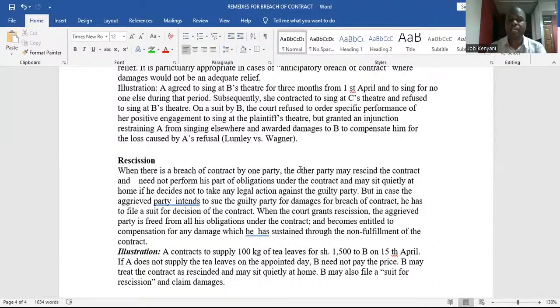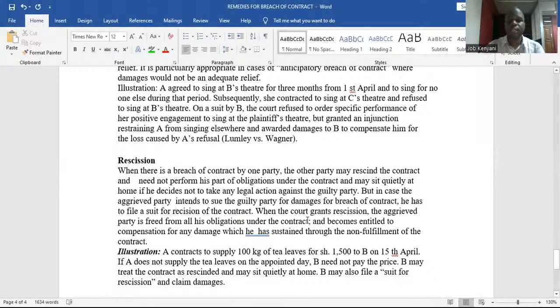But in case the aggrieved party intends to sue the guilty party for damages for breach of contract, he has to file the suit for rescission of the contract. So when the court grants rescission, the suit for rescission is supposed to be a suit for rescission of the contract.